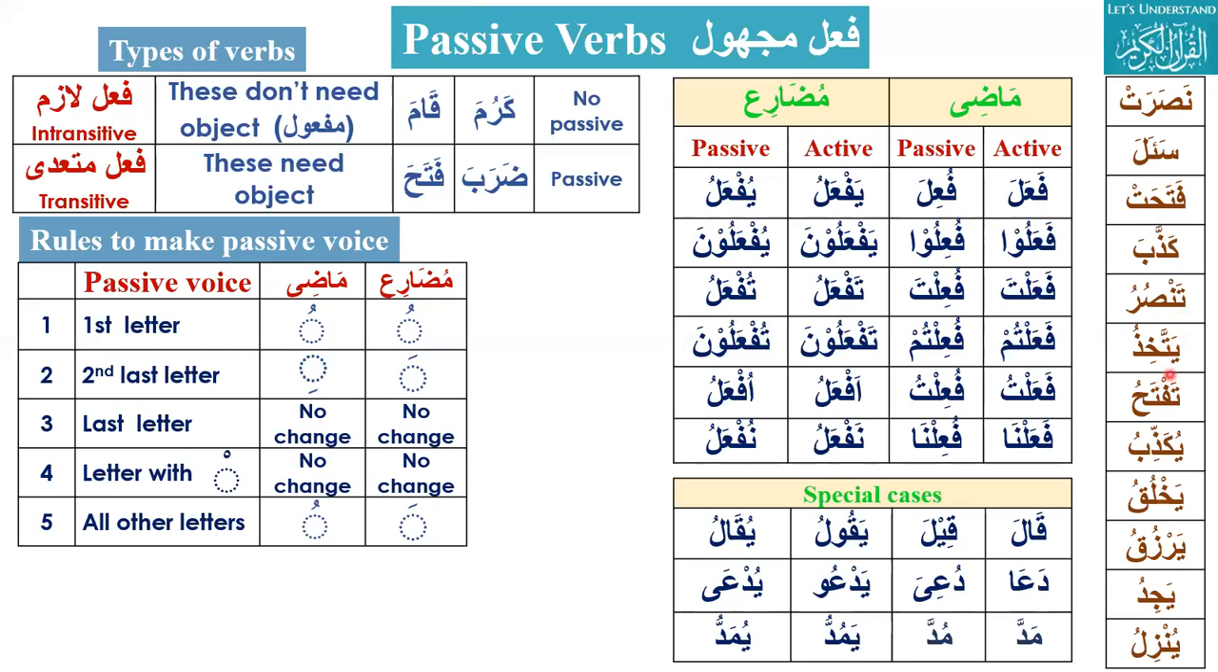Very good. And what about yattakhidhu? The passive of yattakhidhu is yuttakhadhu. Okay, let's put the rule. What is the rule here? The first letter has dhamma, and the second last letter has fatha, and all other letters have fatha. So it will be yuttakhadhu. Very good. Thank you. You're welcome.